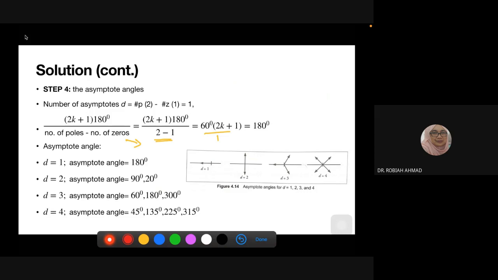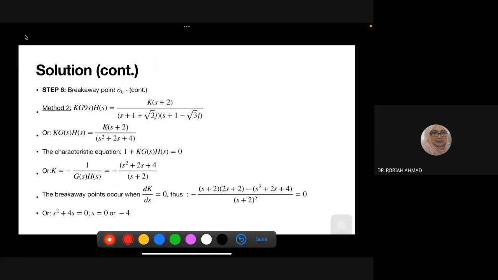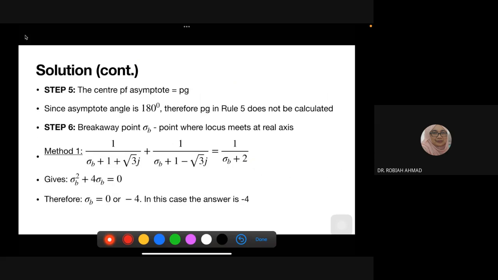Okay, so we go next. Kalau tak ada soalan saya teruskan. So we go next to step 5. The center of asymptote, since asymptote angle is 180 degrees sebab dia dekat line real axis, so therefore rule number 5 cannot be calculated lah. Don't have to be calculated.